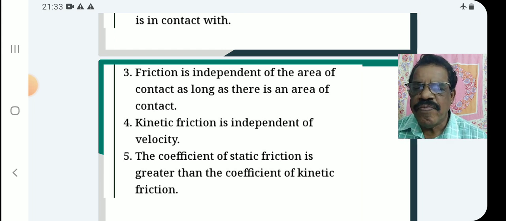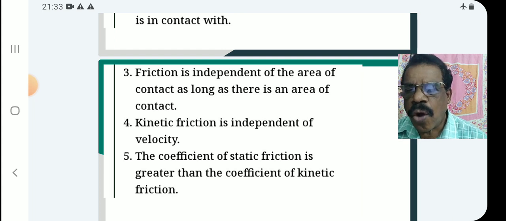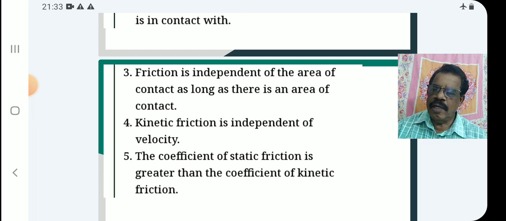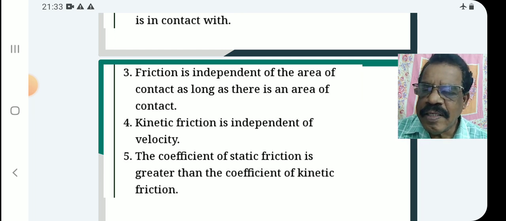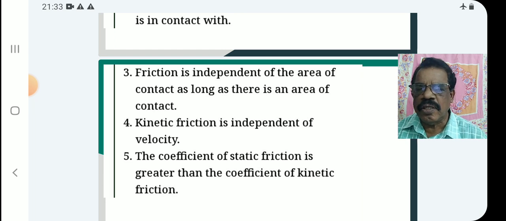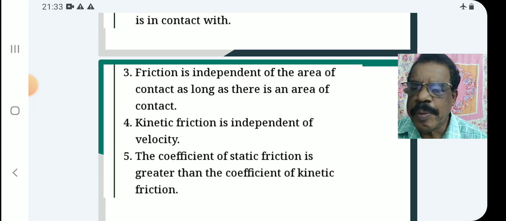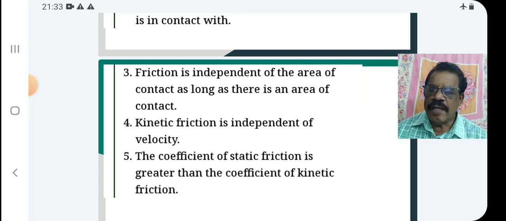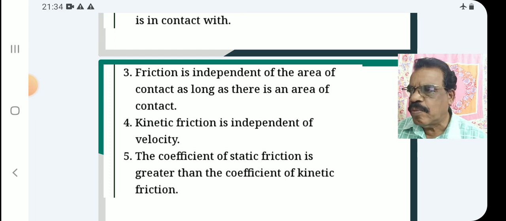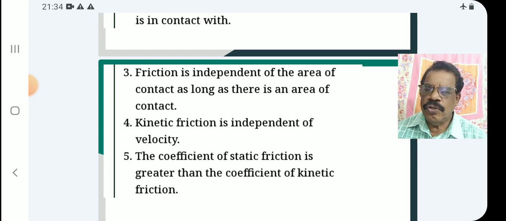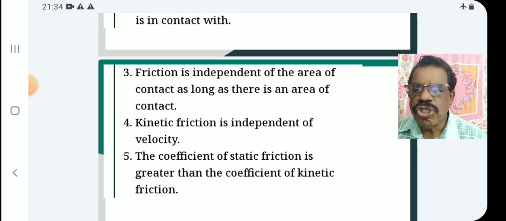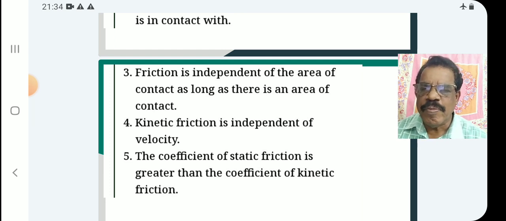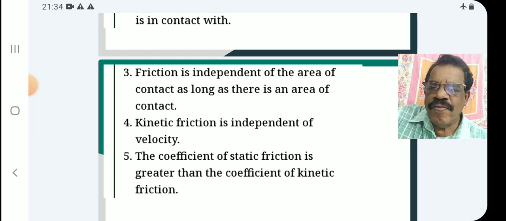Number 5, the coefficient of friction. The coefficient of static friction is greater than the coefficient of kinetic friction. Here, coefficient of static friction means it is limiting friction. Limiting friction is greater than the coefficient of kinetic friction, because the static friction value Fs varies from 0 to Fl. So it is better to say the coefficient of limiting friction, static limiting friction, is greater than the coefficient of kinetic friction. These are the 5 laws.